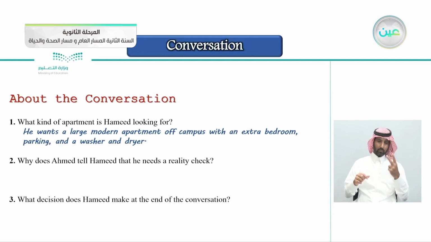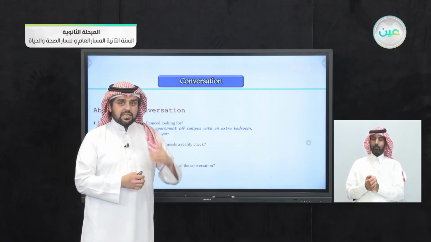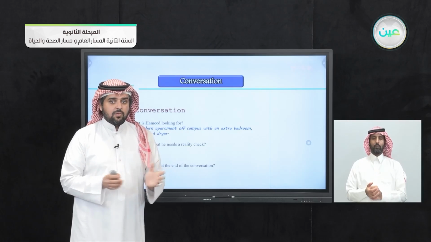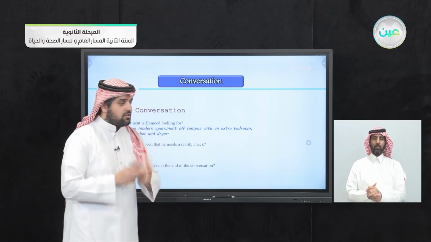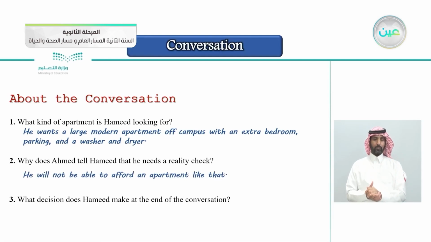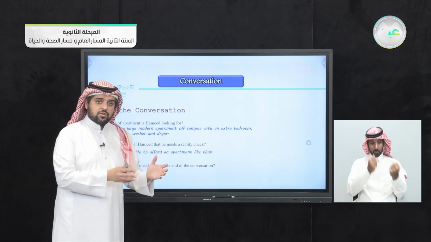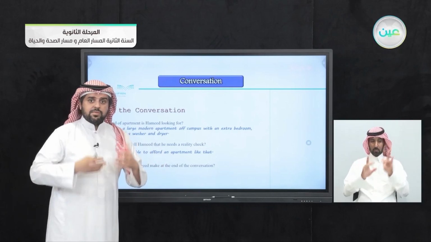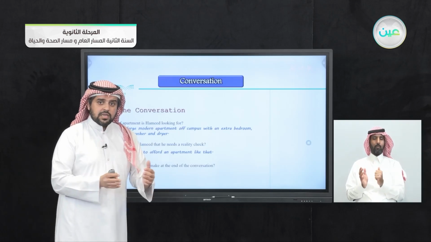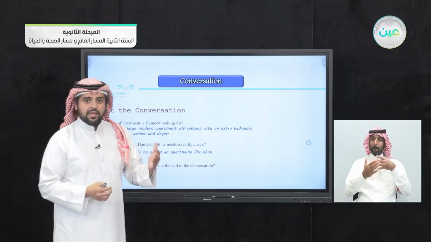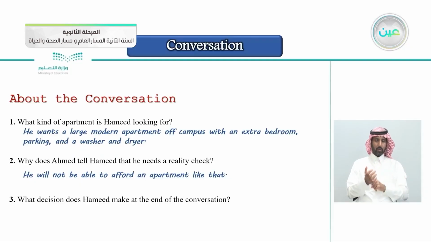Number 2, why does Ahmed tell Hamid that he needs a reality check? Why did he do that? So let's check the correct answer here. He will not be able to afford an apartment like that, because Hamid thought that a large apartment with parking, a washer and also a dryer, with an extra bedroom, would be cheap. Also that it would be near campus. So he told him that he needs a reality check.